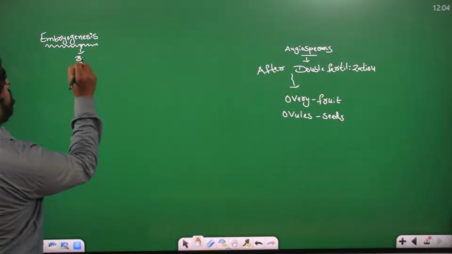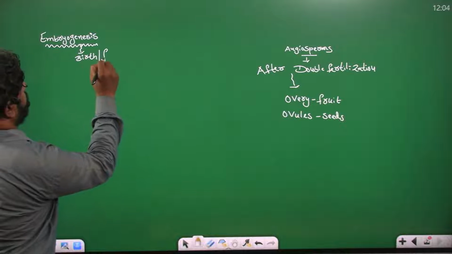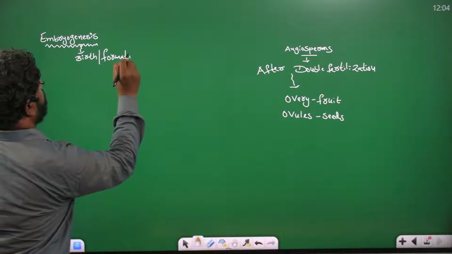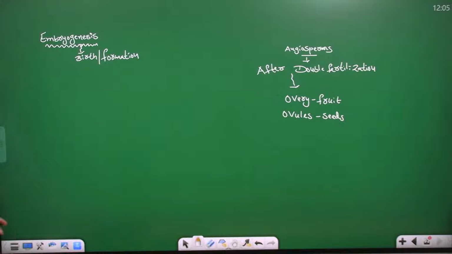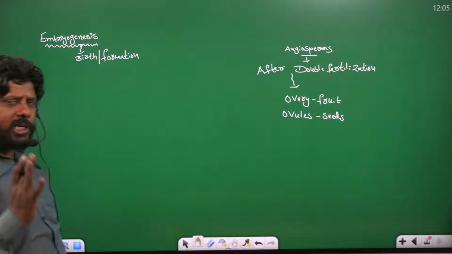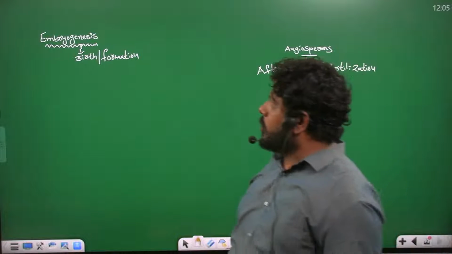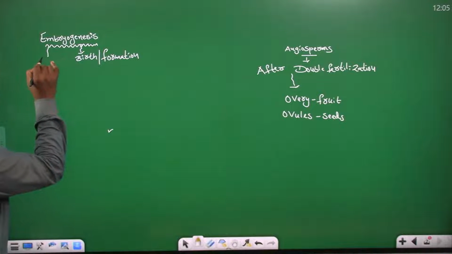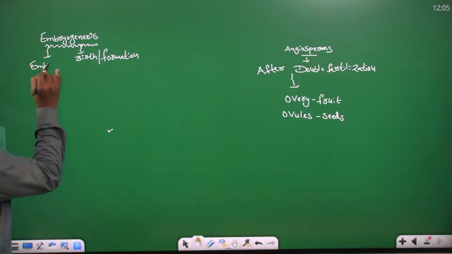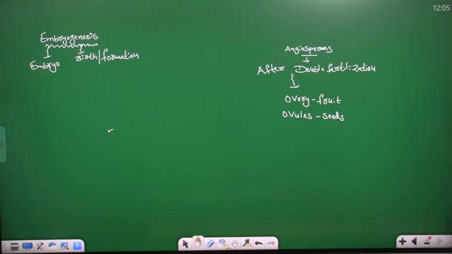Genesis means birth or formation. Microsporogenesis, megasporogenesis, embryogenesis: wherever genesis appears, genesis means birth or formation. Birth or formation of what? Embryo. Birth or formation of embryo, that process is called embryogenesis. From where was embryo developed? Already I just now discussed.